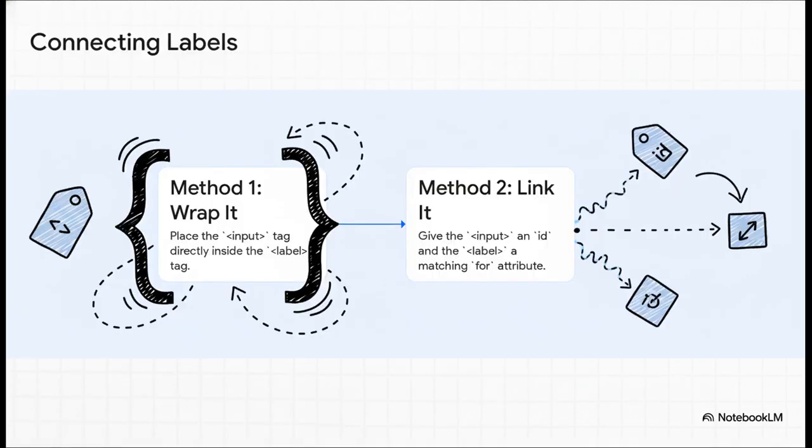Now, there are two and only two professional ways to do this. First, you can just wrap the input tag directly inside the label tag. Simple. Or, second, you can link them. You give the input an ID, and then you give the label a for attribute that matches that ID. Both are totally correct. Just pick one and stick with it.